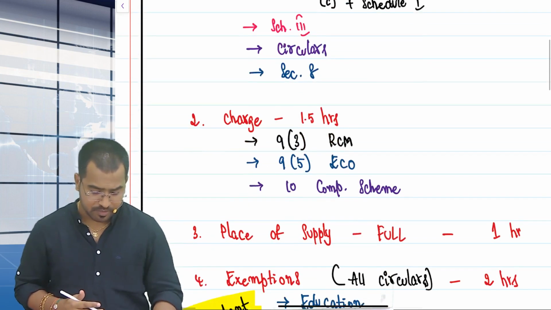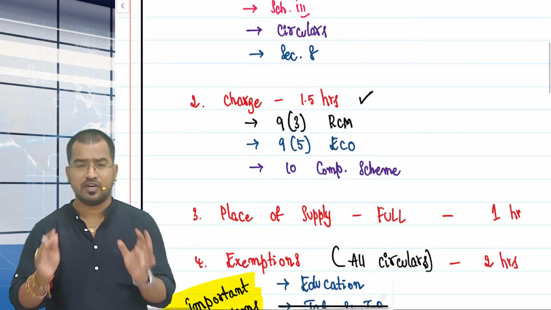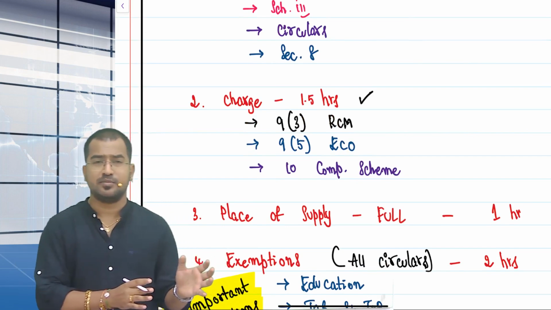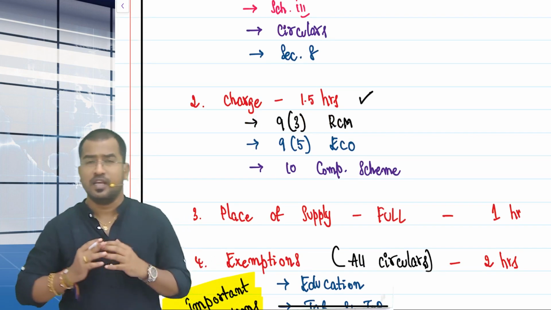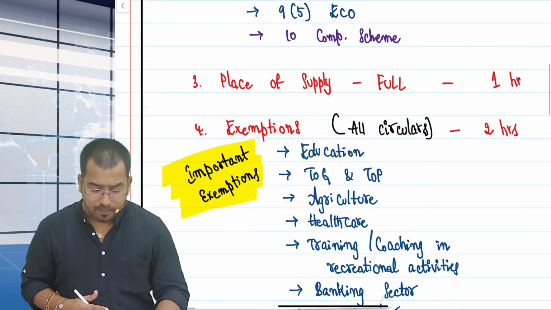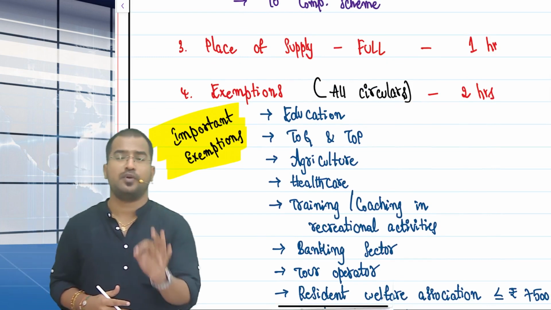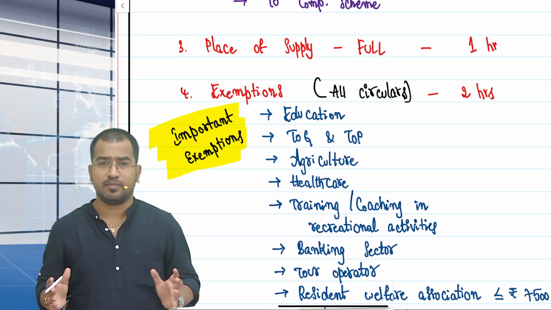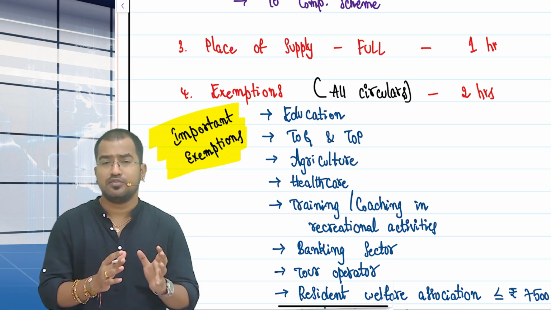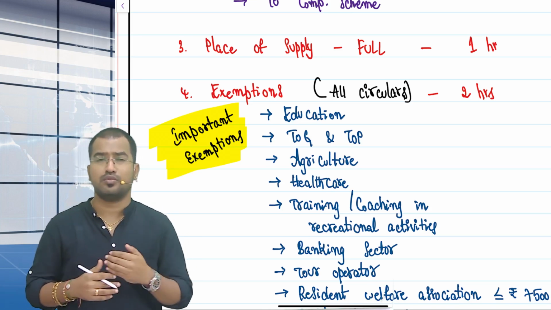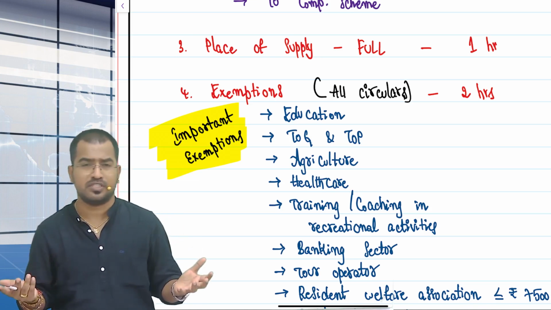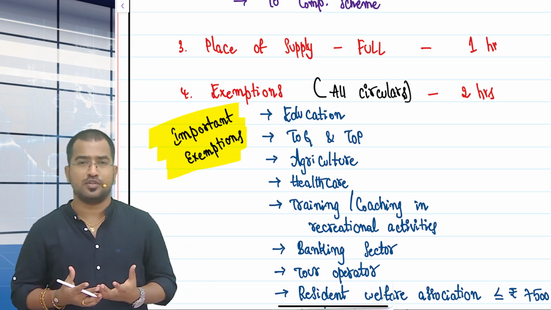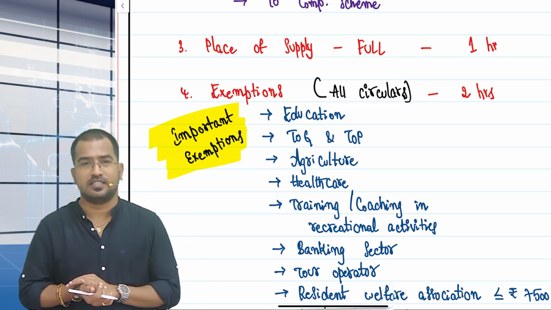And coming to chapter number 2, charge: invest 1.5 hours and cover section 9 subsection 3 and 5 and section 10, important things. And next, place of supply is a new chapter added to your syllabus, and a small one. Please make sure you are thorough with the entire chapter, and for place of supply, please try to do more and more questions available in whatever question banks you are solving, whatever sources you are using for your preparation, and also the ICAI study material.